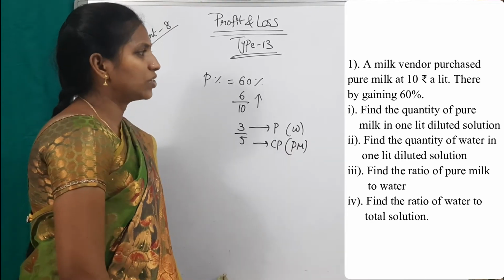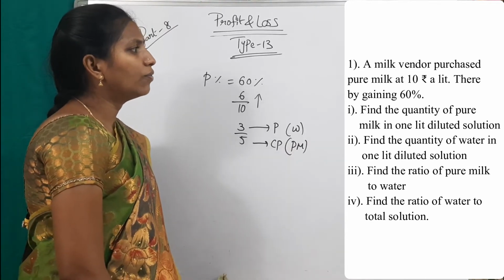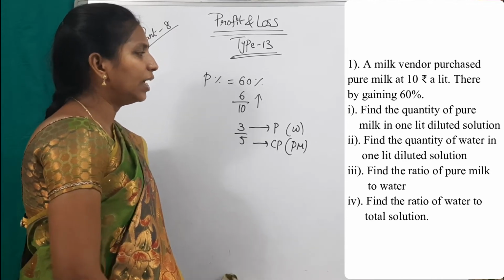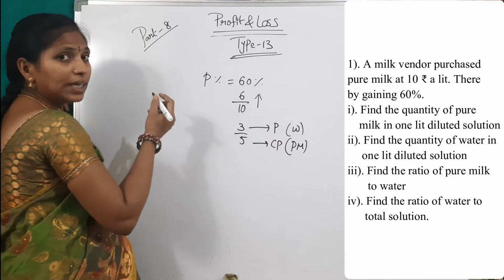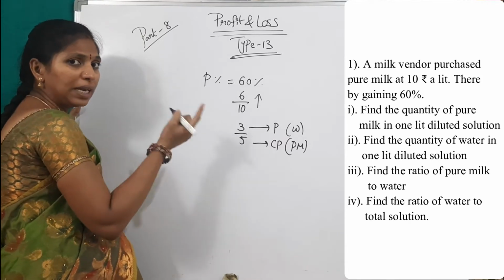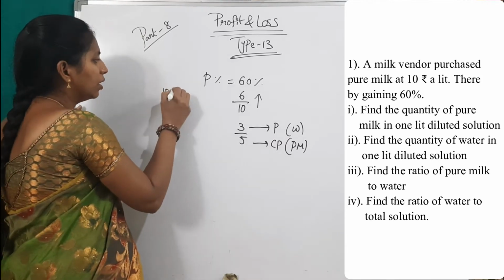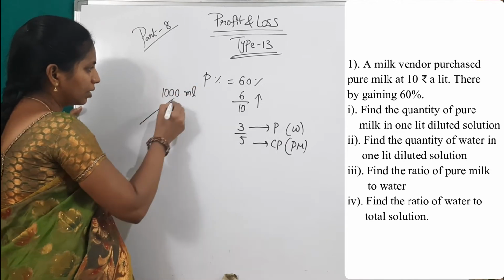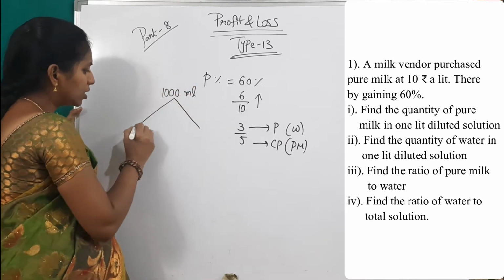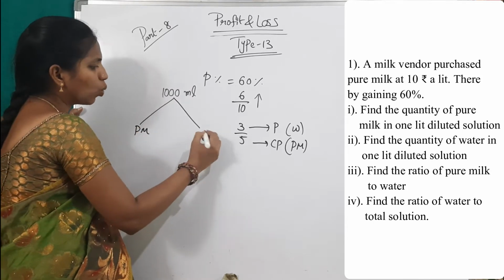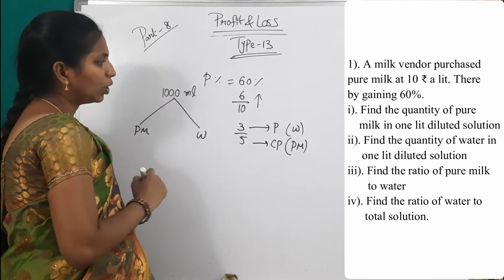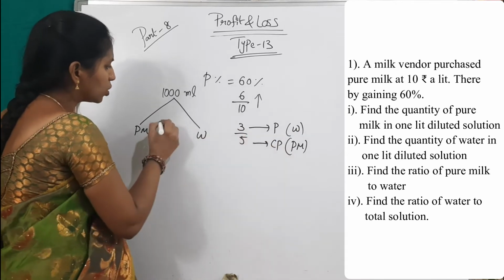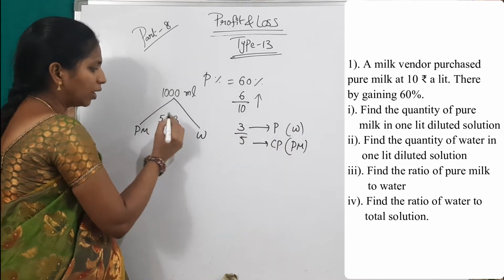Now see the first question. Find the quantity of pure milk in 1 liter diluted solution. Here 1 liter means how many milliliters? 1000 milliliters. Here pure milk is 5 parts and water is 3 parts. So the ratio is 5 is to 3.